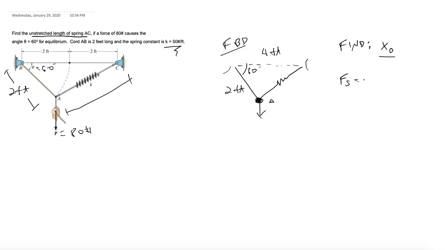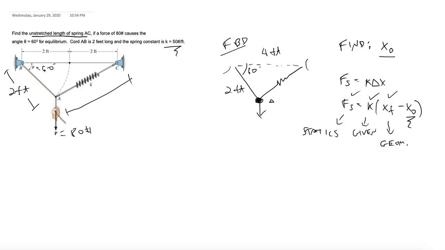The force of the spring, if you remember, is K times delta X, or, I'm going to break it up to make it easier for us, K times (XF minus X naught). So if we get the force of the spring, we already have K, and if we get XF, we can find what the problem wants, which is X naught. So Fs we're going to find from statics. That's the only way that we can find it. K is given, and XF we're going to find through the geometry.